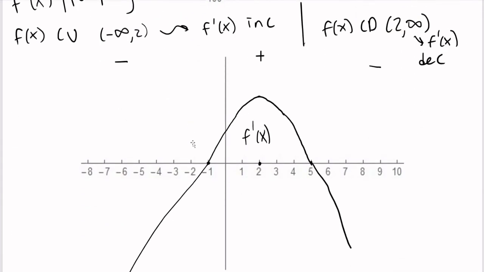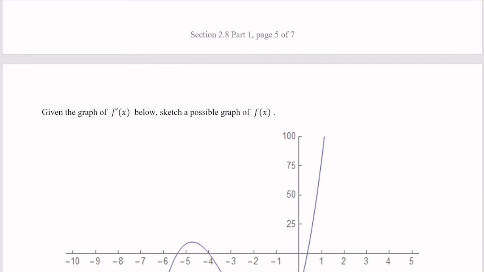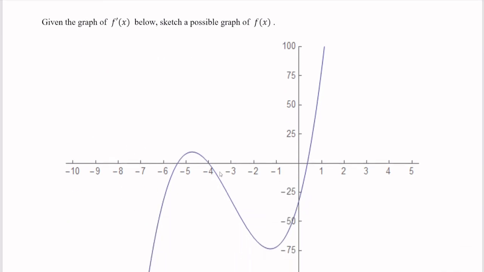There you go. So this is tough. This is a lot of work, a lot of going back and forth between functions, but it's definitely doable. Okay, now we're going to go the other way. This is f prime. Let's try to graph f.